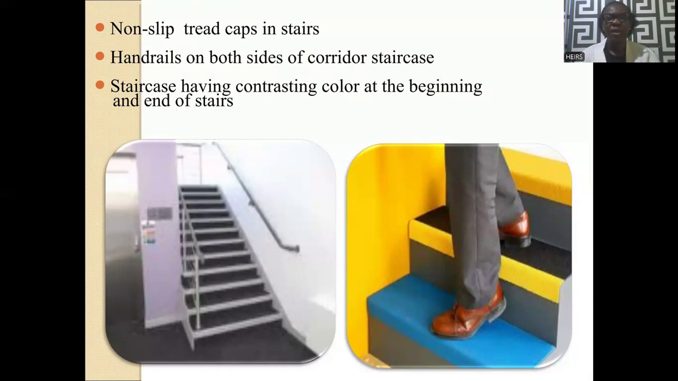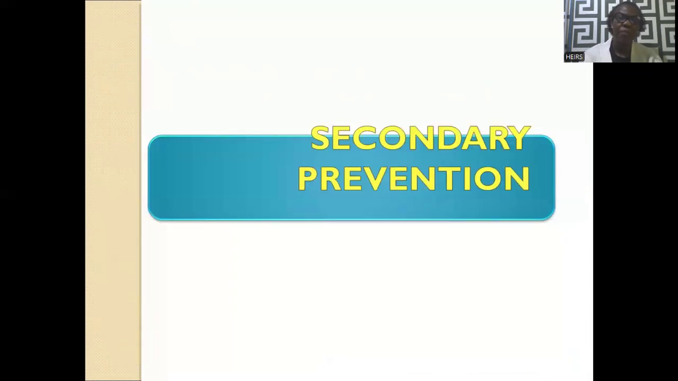Then staircases are best if they have contrasting color, especially for elderly people who have visual impairment, so they can know when to take the next step. The color will be a pointer to them. Now we're taking the next step.